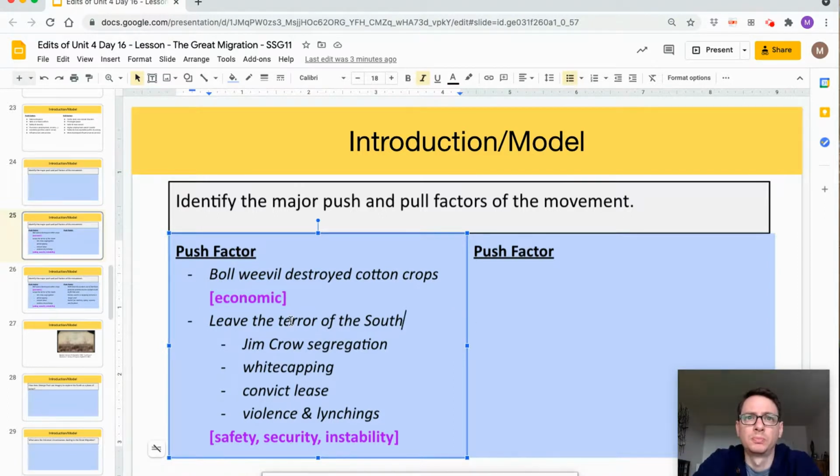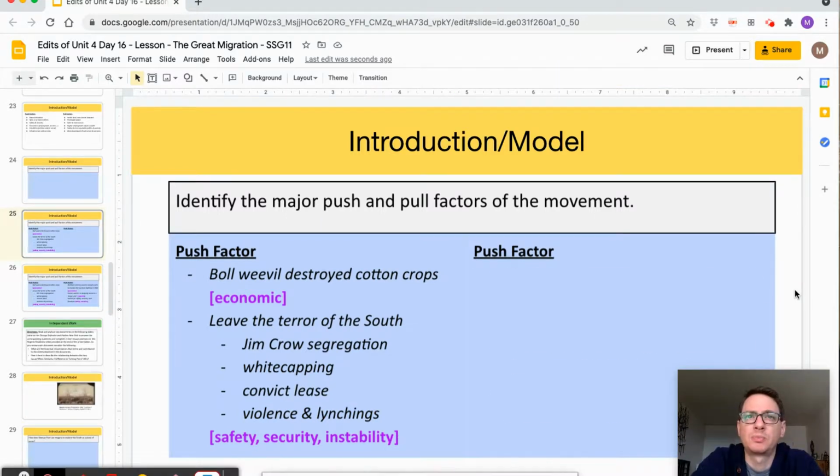Also, these people were being terrorized. This was the time of Jim Crow and complete racial segregation across virtually every aspect of society. In addition, there was white capping that removed African Americans from their land, as well as the horrors of racially motivated violence and lynchings, which were public murders of African Americans. Without a doubt, all these factors were about their safety and security.